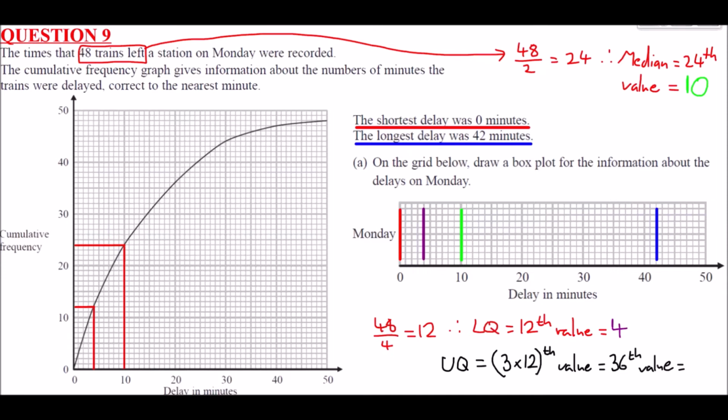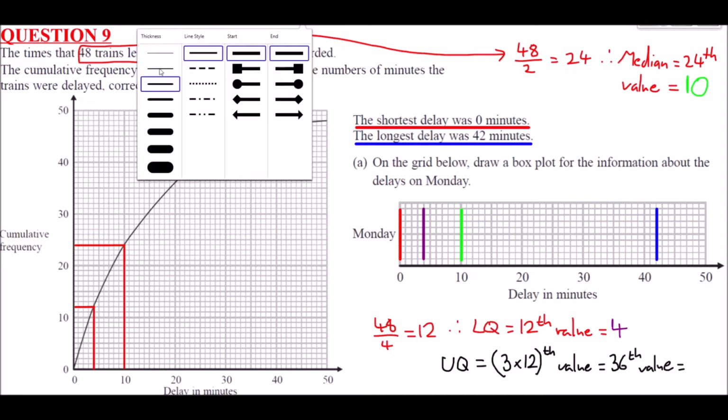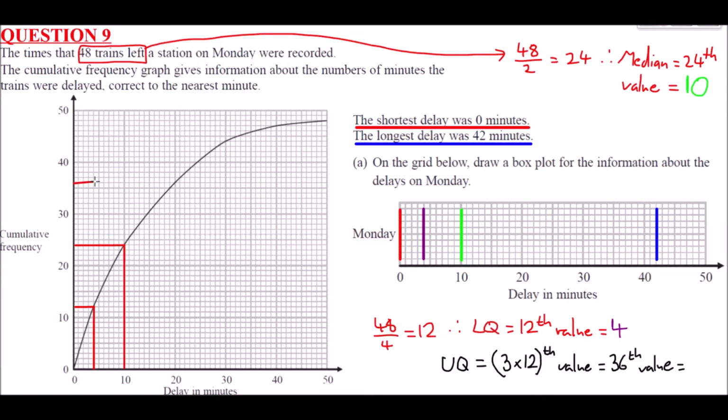And again, we just read off and along to find this one. So 30, 35, 36 is here. So read off and along like so. And we get exactly 20. So that's our final line that we add in for our box plot. So we add in a final vertical line at 20.